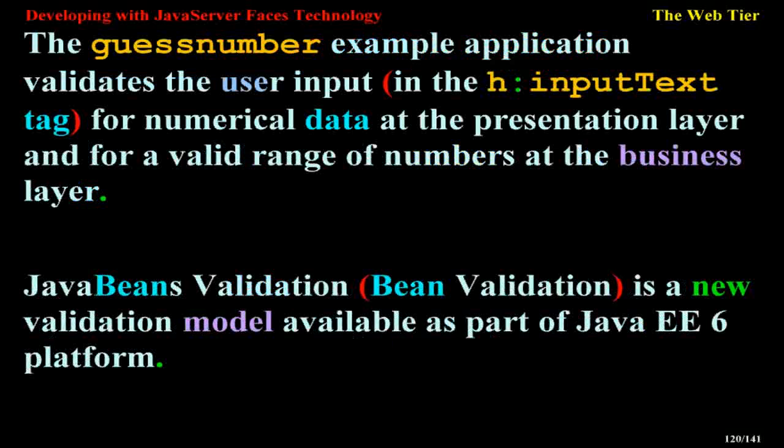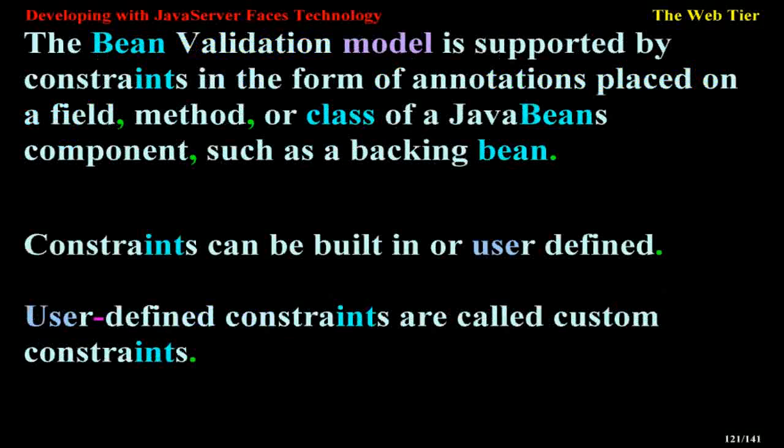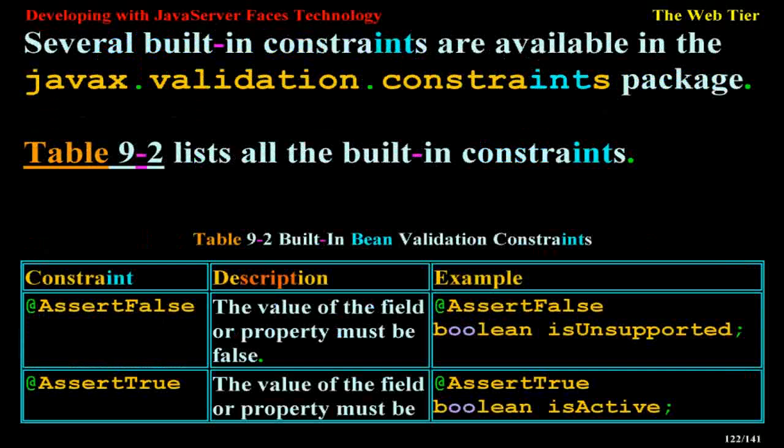JavaBeans Validation. Bean Validation is a new validation model available as part of the Java EE 6 platform. The Bean Validation model is supported by constraints in the form of annotations placed on a field, method, or class of a JavaBeans component, such as a backing bean. Constraints can be built in or user-defined. User-defined constraints are called custom constraints. Several built-in constraints are available in the javax.validation.constraints package. Table 9-2 lists all the built-in constraints.